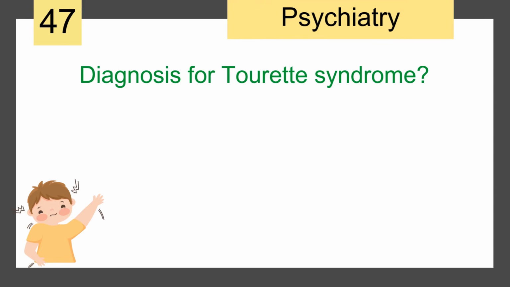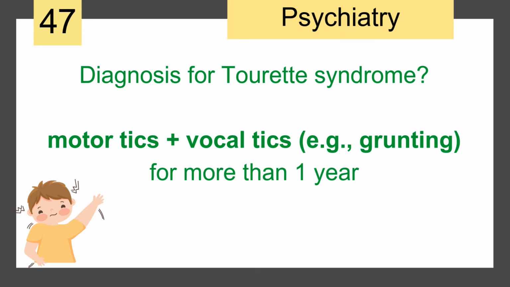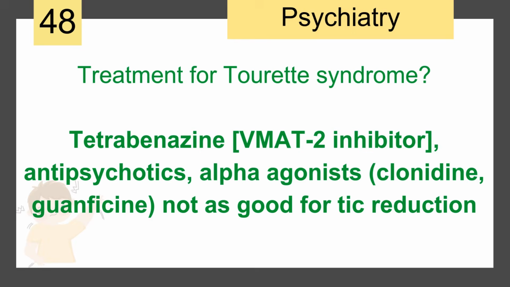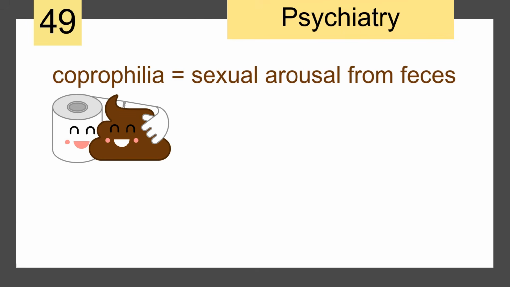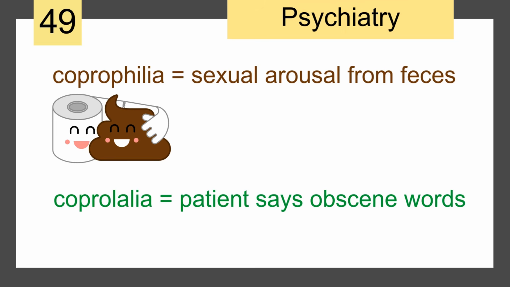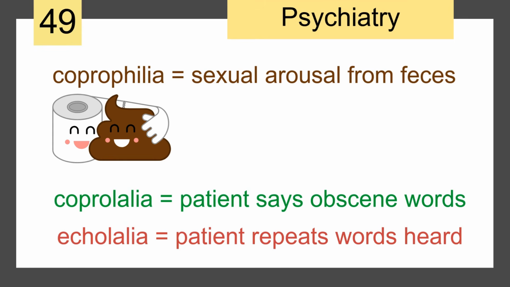Question 47. Diagnosis for Tourette syndrome. They have motor tics and vocal tics, for example, grunting, for more than 1 year. And the treatment for Tourette's, which is probably more of a neurology topic, is tetrabenazine, a VMAT2 inhibitor, and the alpha agonists clonidine and guanfacine are not as good for tic reduction, but would be good in a patient, for example, with ADHD. Coprophilia, probably not going to show up in an exam, but just for fun, is sexual arousal from feces, but this will be more likely to show up in the exam: coprolalia, which is speaking inappropriate, obscene words. Echolalia is when the patient repeats the words that they hear, often seen in autism.